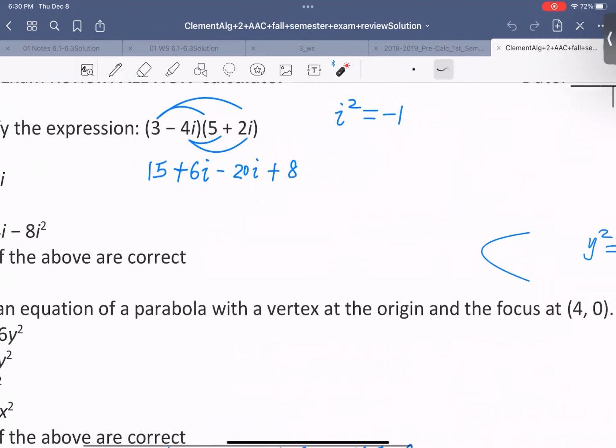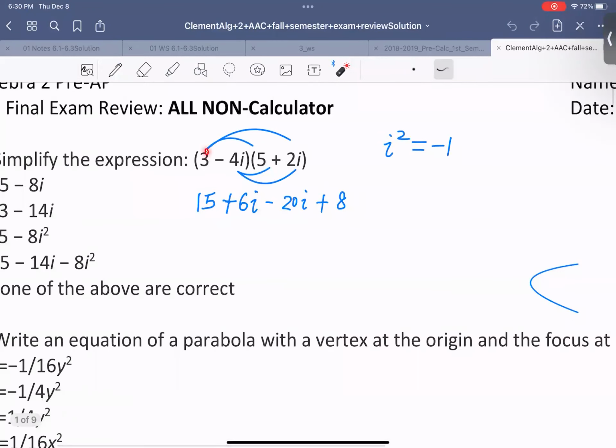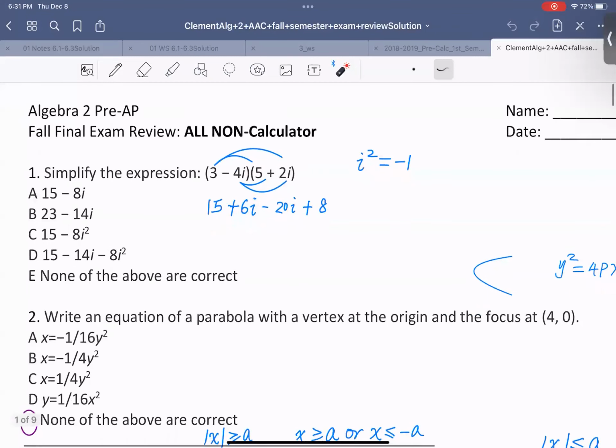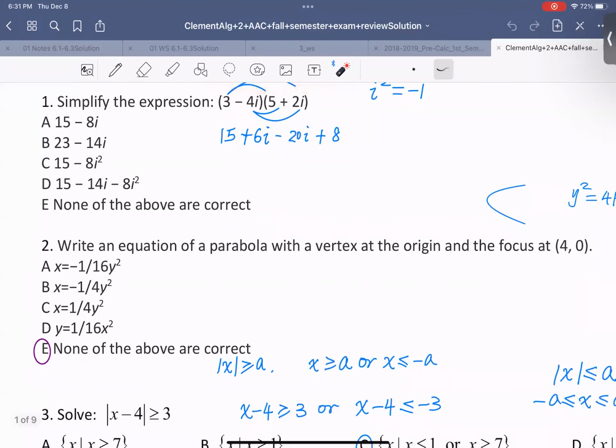This is complex number factoring. You just treat this as a polynomial factoring. Do this product, and then here and here. Make sure you remember i squared is -1. So this is something easy, okay? And this is the non-calculus section.